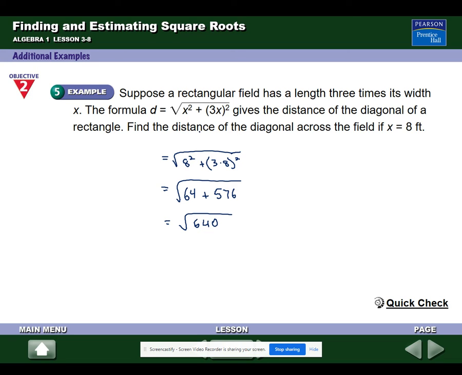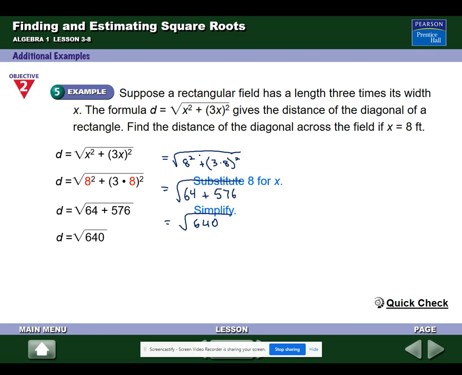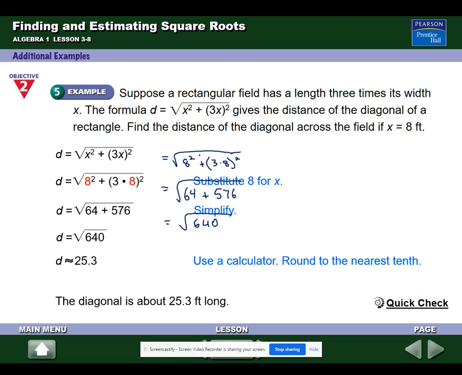Did they say what to round to? They did not. Let's see what they do round to. Yeah, about 25.3. Yep.